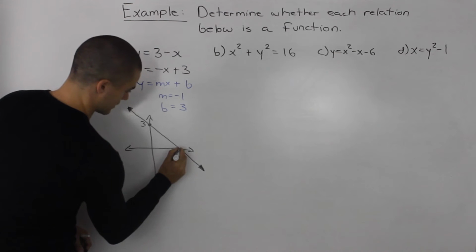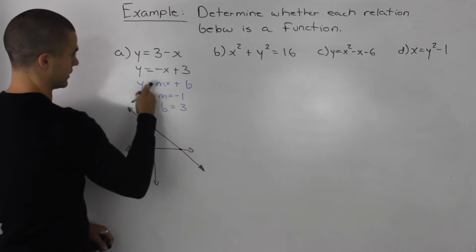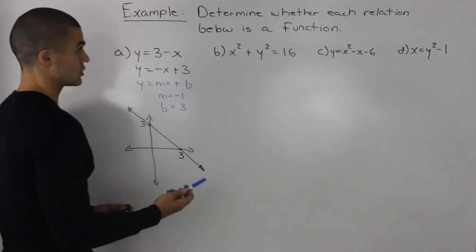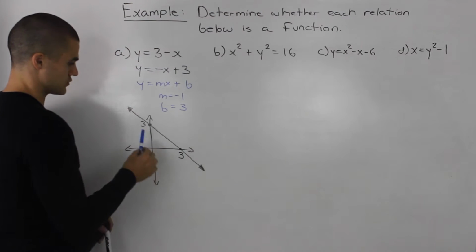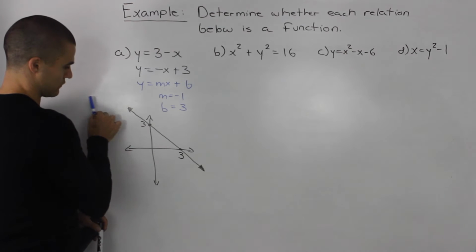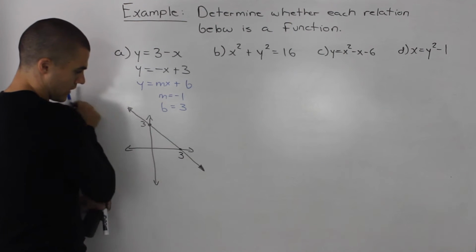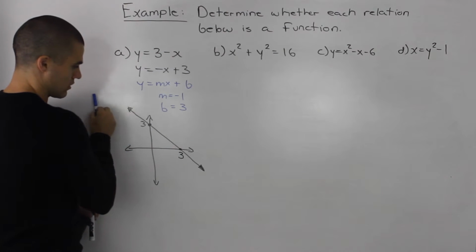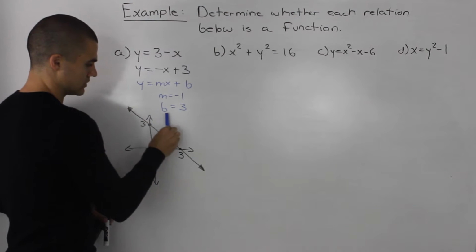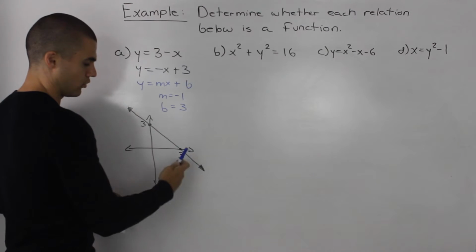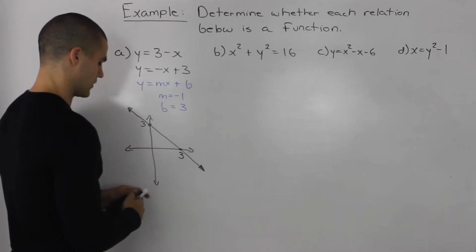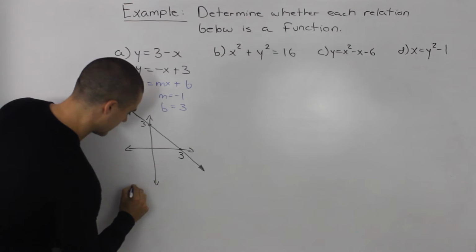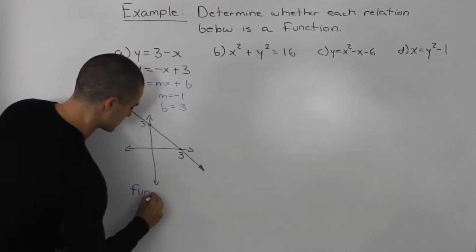Now we could also solve for the x-intercept. We can plug in 0 for y and then solve for x, and we would get 3 here. And to determine whether it's a function or not, we can just use the vertical line test. If we took a vertical line throughout the whole graph, from negative infinity to positive infinity, the vertical line would always only touch one point of the graph. So we know that this relation here, this line, is a function.